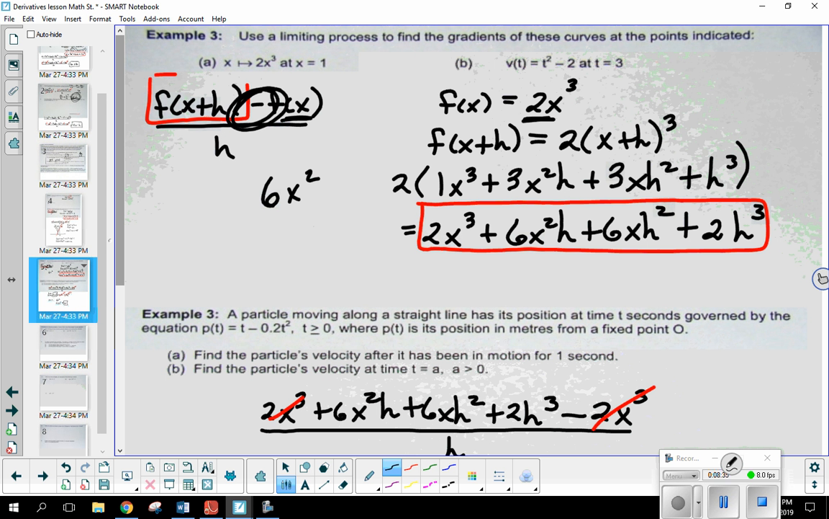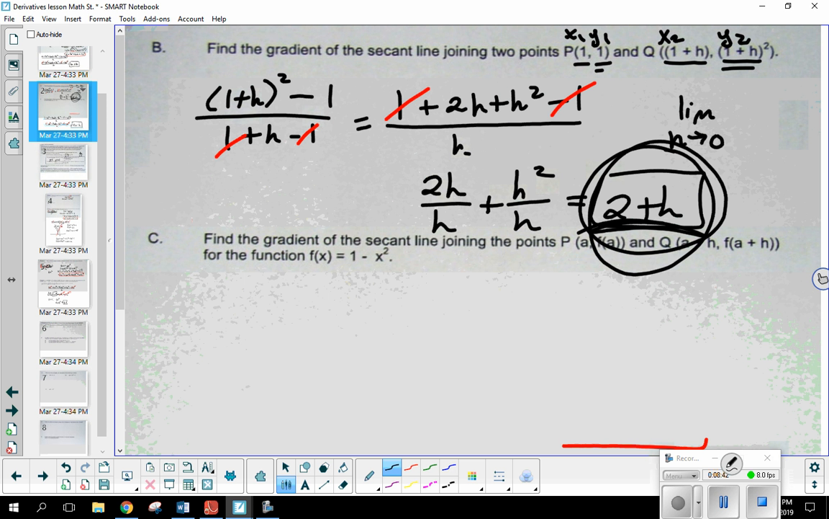I did make sure that the quiz we got on Friday has the instructions written out similar to what we have here. When it says find the gradient of the secant line, remember that's when we want our answers left in what variable? In h, yeah. So you won't take the limit as h approaches 0.